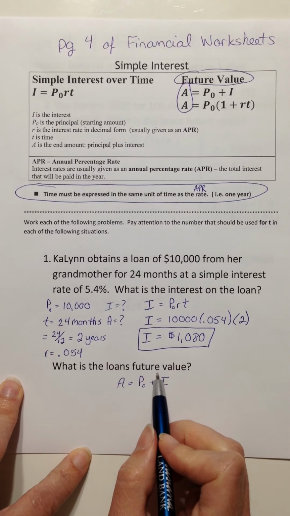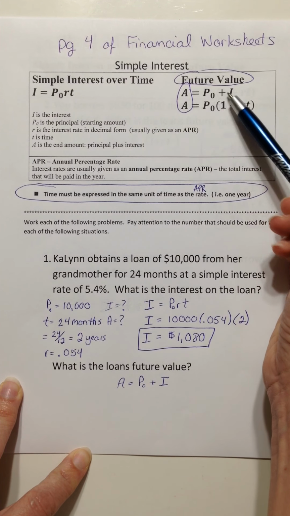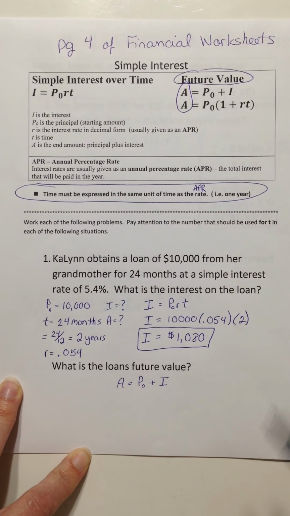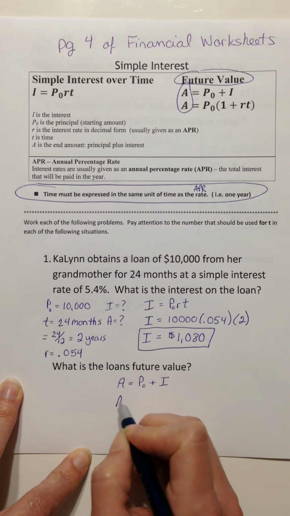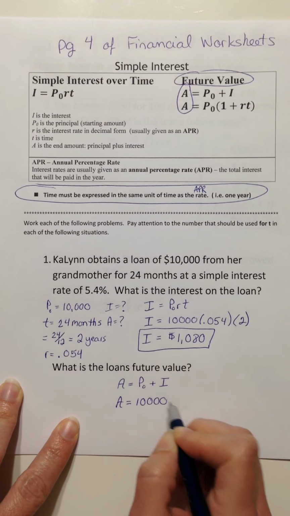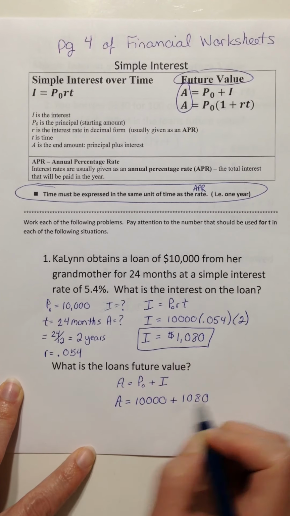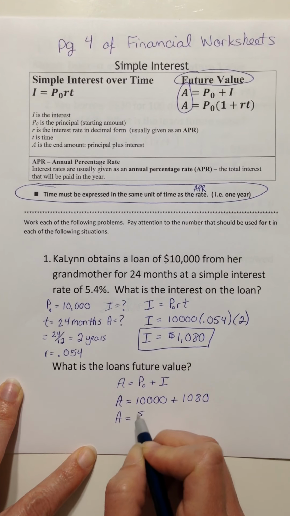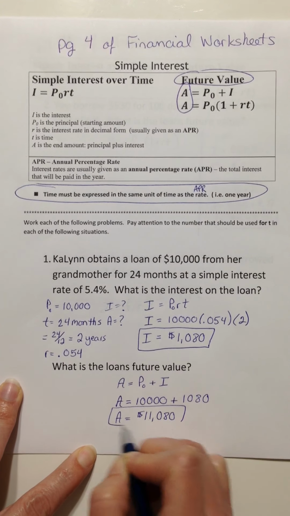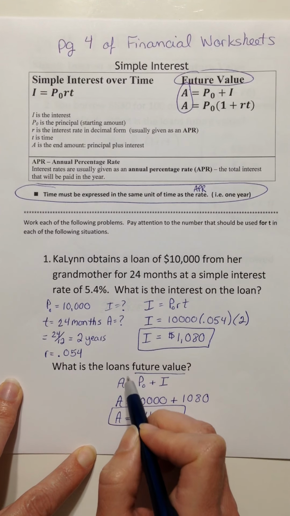What is the loan's future value? So we're going to use the top formula. We know the principal, we know the interest. You could use this one, but we know the principal and interest, so all we're going to have to do is add those. So my principal is 10,000. My interest is 1,080. Add those together and I will get $11,080 for my future value. Again, future value denotes A.